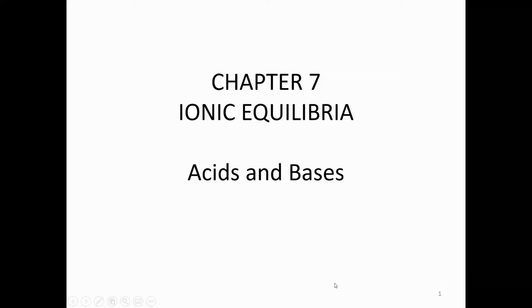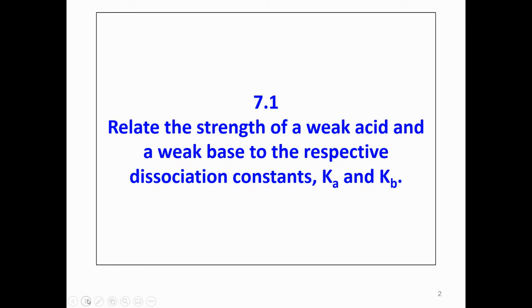Welcome to Chapter 7, Ionic Equilibria. Now we are going to relate the strength of a weak acid and a weak base to the respective dissociation constant Ka and Kb.